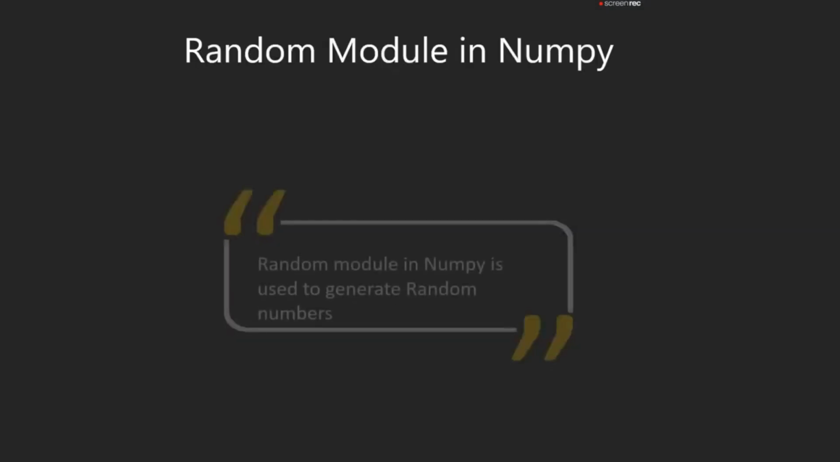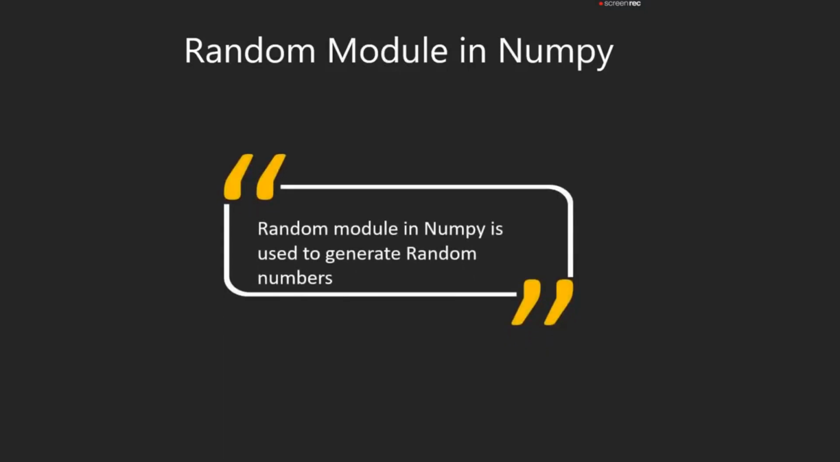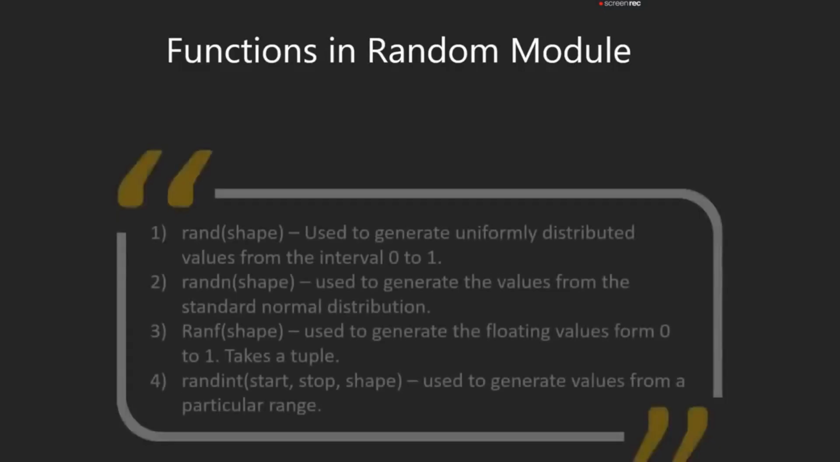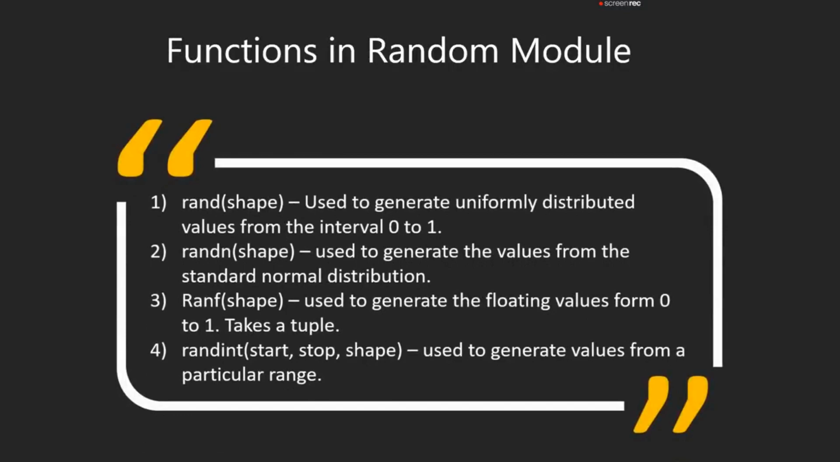Today in this video we are going to look at the random module in NumPy. With the help of our random module we can generate random numbers in just a single line of code. Now let's look at the functions that are present in our random module. There are four functions: rand, randn, ranf and randint. Now we will look at all of these one by one.